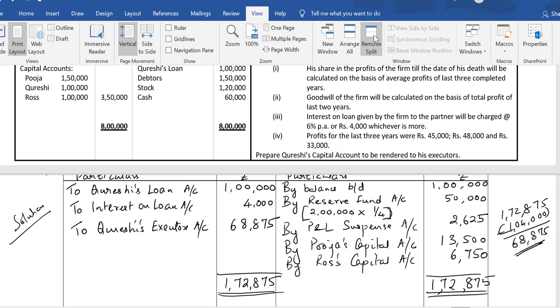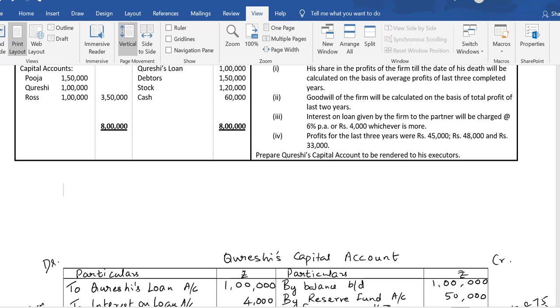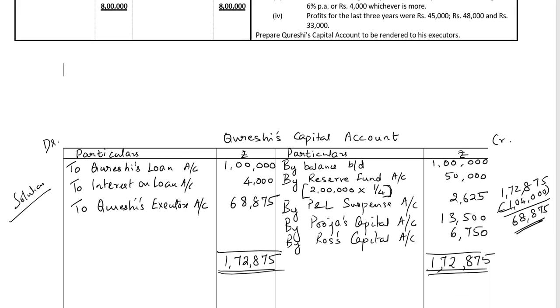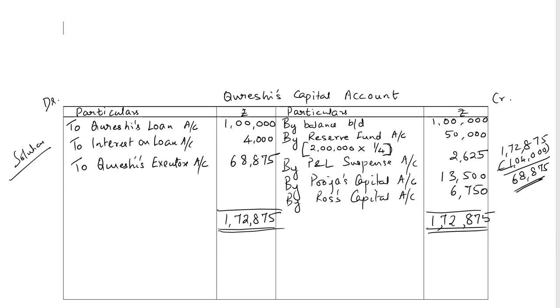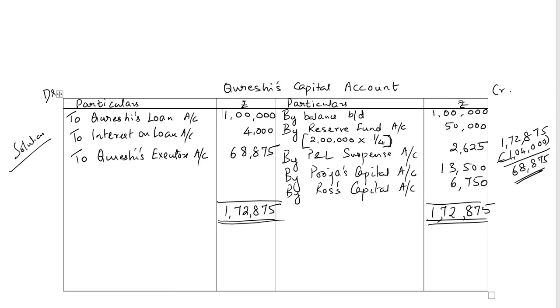I'll remove the split. We can view the entire answer together. So this was Qureshi's capital account, the solution, followed by the working notes.